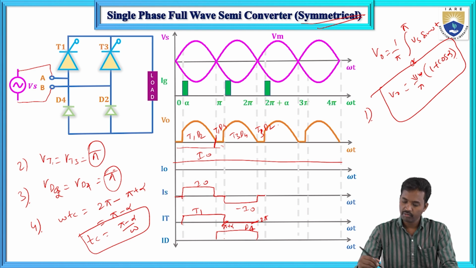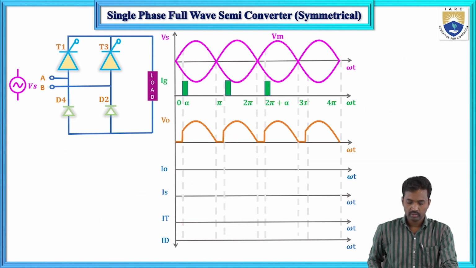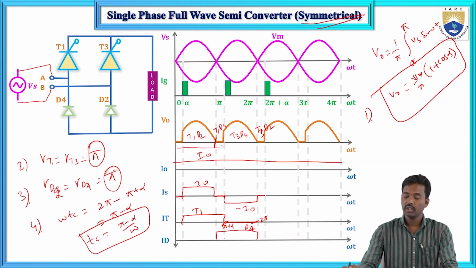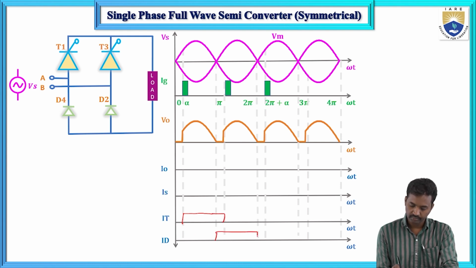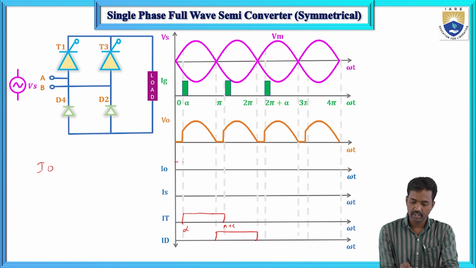Now here this is the first and second. Next, what about the output currents? Output currents means here, this is the thyristor current, this one, and this is the diode current. So now here this is alpha to pi plus alpha. So now here this is I naught.